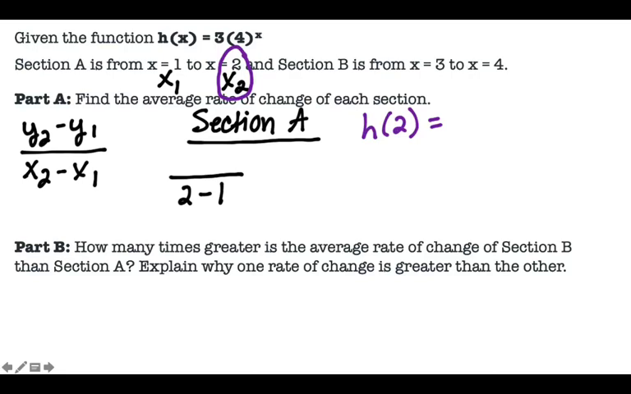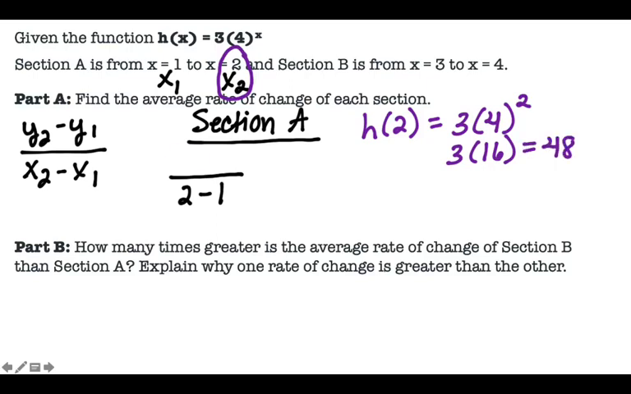When I plug 2 in, you don't need to write h of x anymore, because you're plugging 2 in, so you write the number that you're plugging in inside the parentheses. So if we're plugging in 2, we put 2 in the parentheses. Then we calculate our exponent first and then multiply it by 3. So 4 squared is 16, and 16 times 3 is 48.